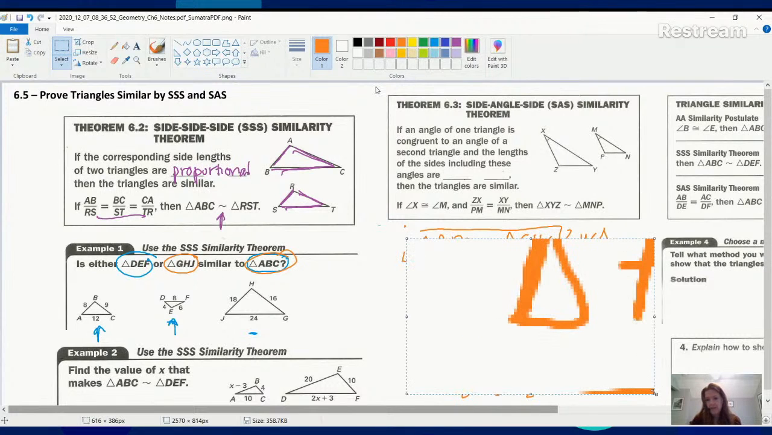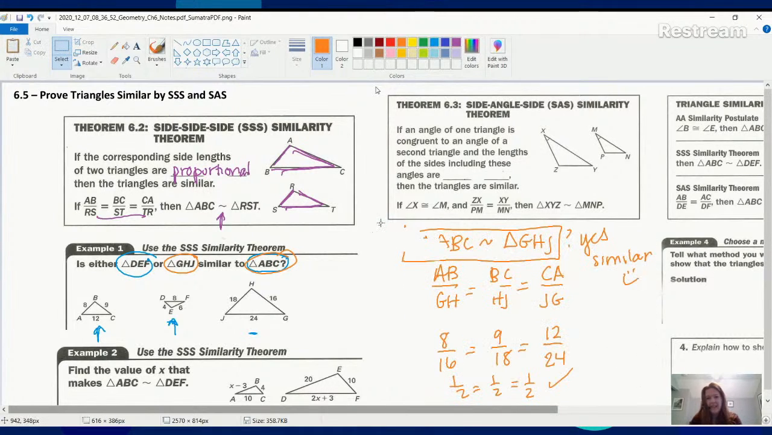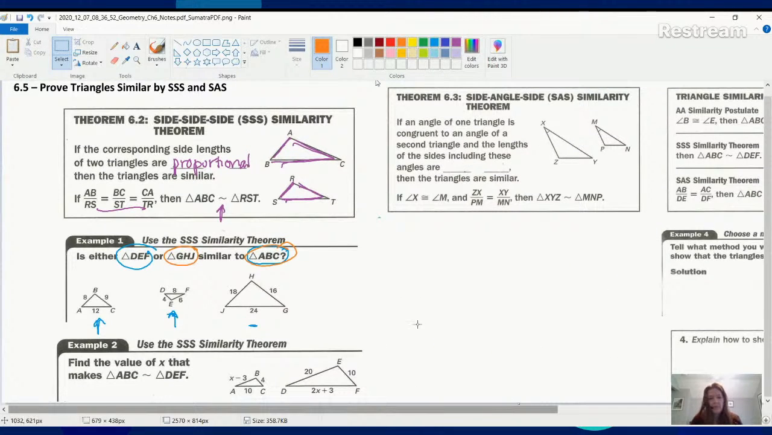My mouse is acting up, so sorry about that. Okay. So one more problem we can do with that is this example number 2 down here. Example number 2 says, find the value of x that makes triangle ABC similar to triangle DEF. All right, so let's do example number 2 over here.